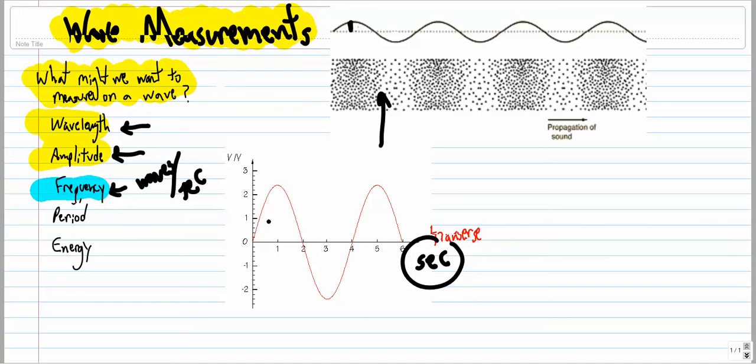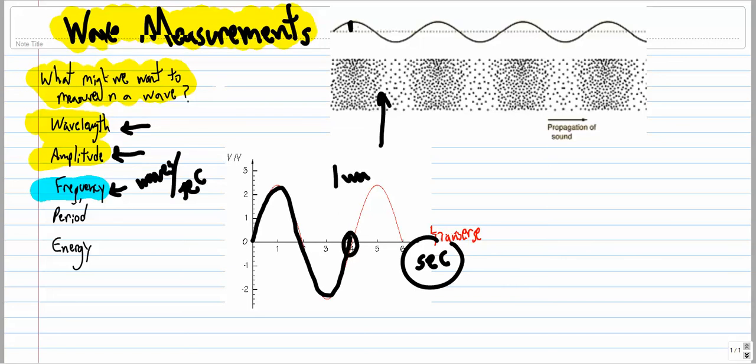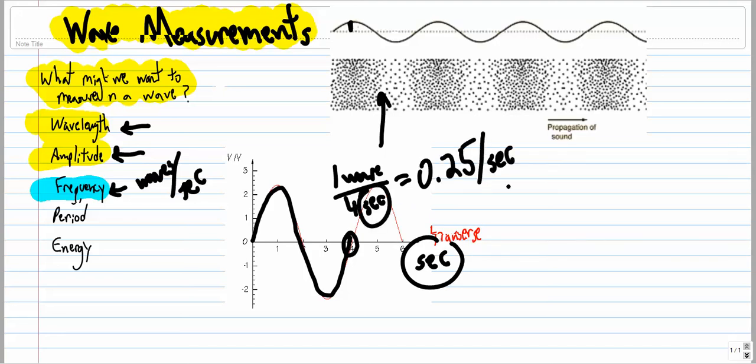So I'm going to trace out one wave. So I've got one wave right there. So that's one wave in 4 seconds. So that means my frequency is 1 over 4. That is 0.25, and seconds is on the bottom, so it's per second. Or a lot of people will write 0.25 hertz. Hertz is the same thing as per second. So that's how you measure frequency.